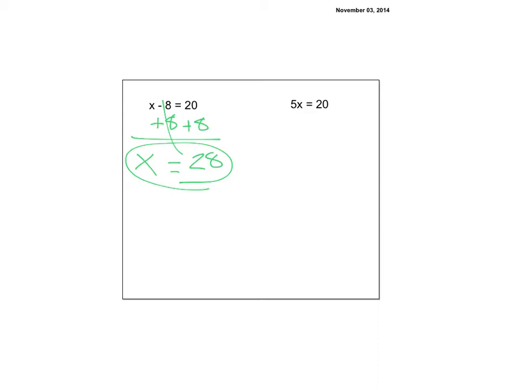Now with this next problem, remember that a number and a letter right next to each other means multiply. So we're going to do the opposite of multiply, and we're going to divide by 5 on both sides. So x will give us 20 divided by 5 is 4.